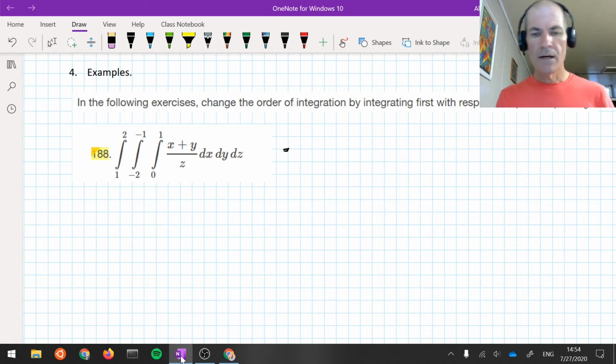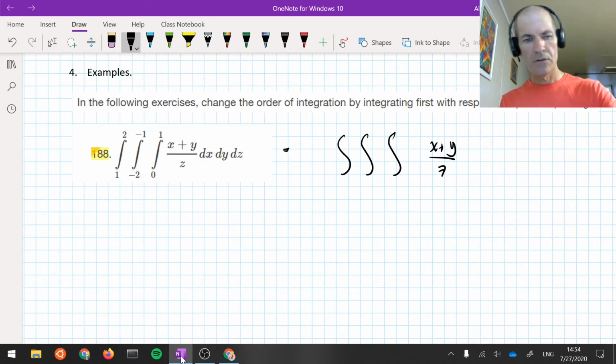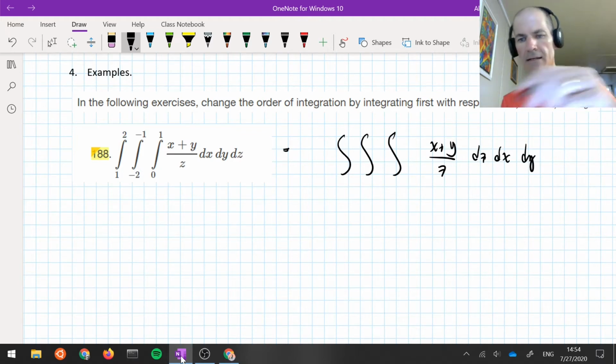So we're going to write out the triple integral and we're going to save the limits for the end. The integrand doesn't change when you change the order of integration, so it's x plus y over z. First with respect to z, then x, then y. So from the inside out, like that.